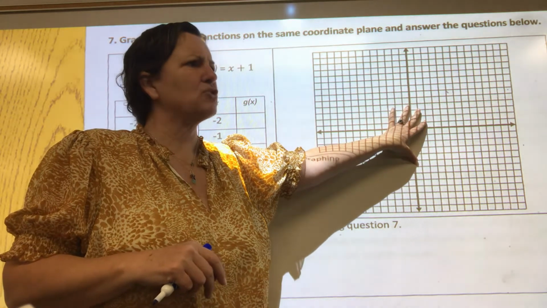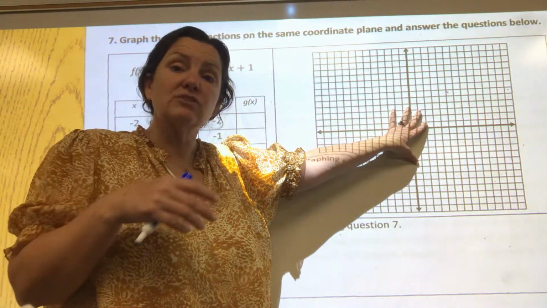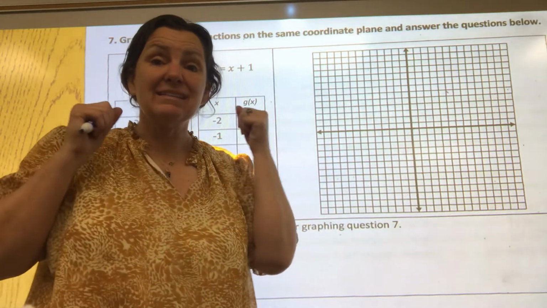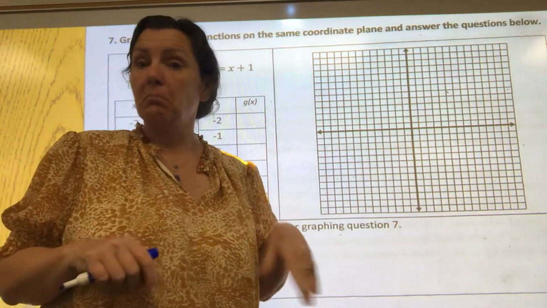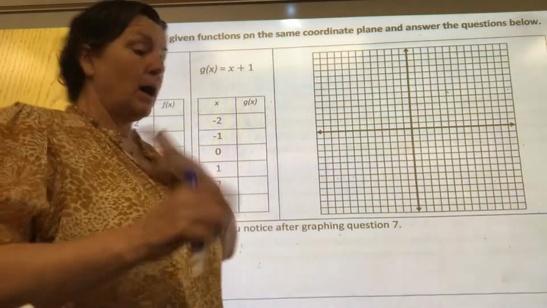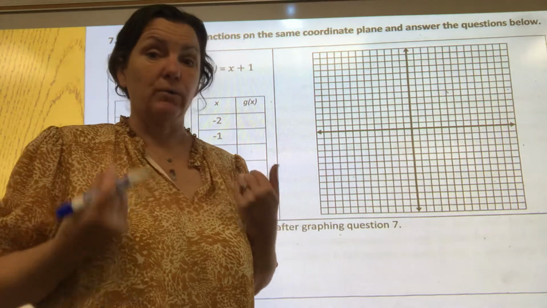Which one's growing faster? Oh, which one's linear? Which one's exponential? So any of those. And it is okay to use a calculator. That's cool. Okay, so I'm going to show you the way I would do it if I were a student.